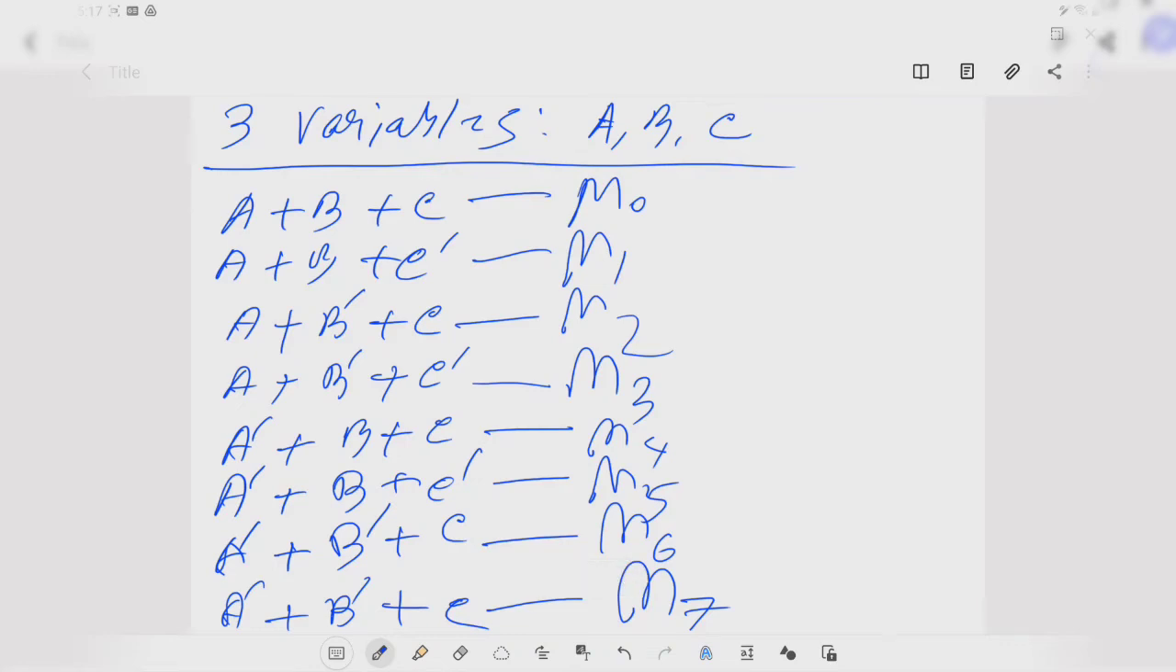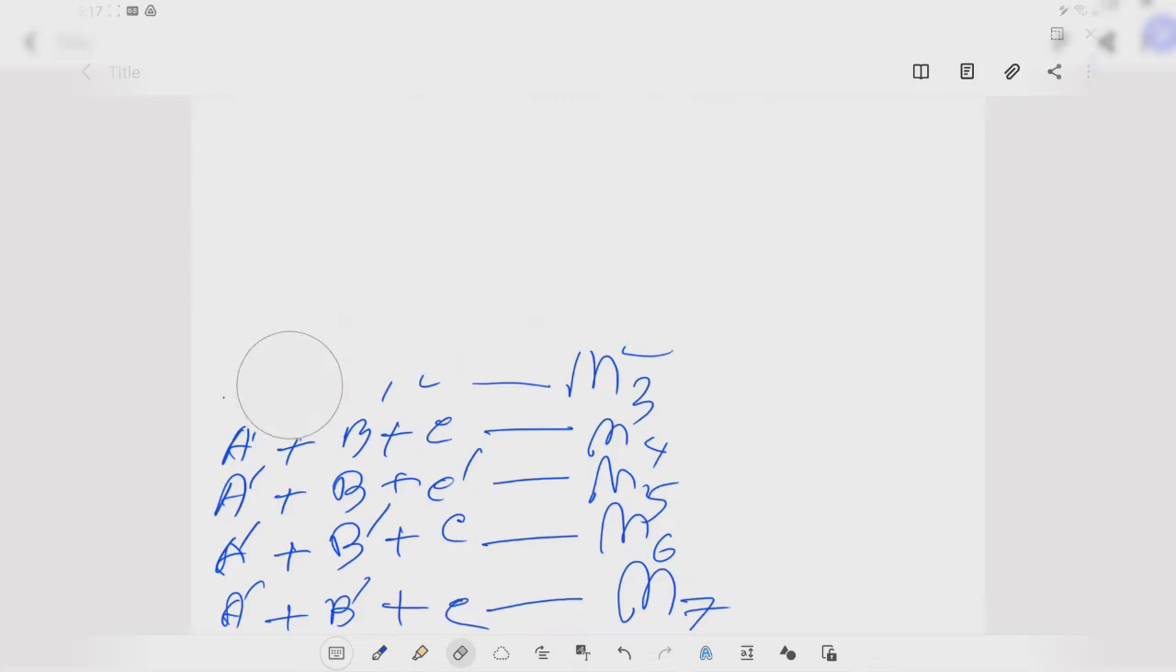Now any expression can also be expressed by using max terms only. As you saw, any expression can be expressed by using min terms only. Similarly, any expression can also be expressed by using max terms only. Let's see this with an example.